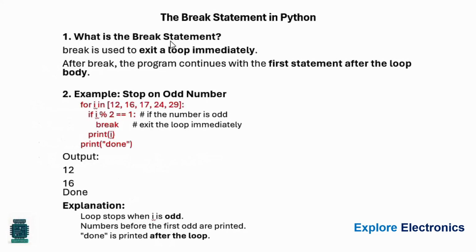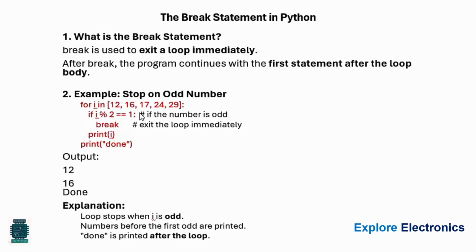First of all, what is the break statement? Break is used to exit the loop immediately. Here in the example, we have taken for i in 12, 16, 17, 24, 29. These are all the elements in that list. If i modulus 2 equals 1, then immediately it will come out of that loop. It will break the loop immediately if this condition is true.